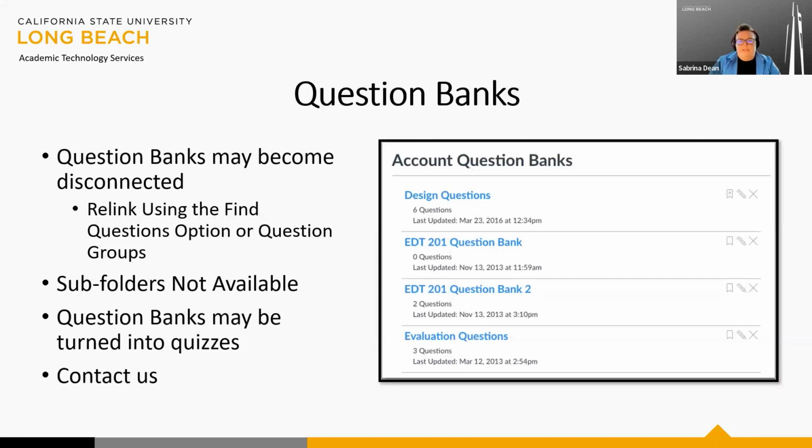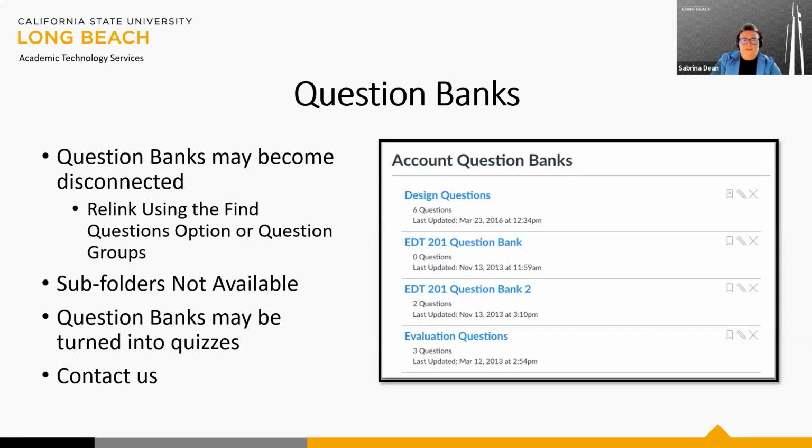And then for question banks, there are several nuances we've noticed with these. Question banks may become disconnected from the quiz in the course. If you notice those connections are missing, you'll need to relink those. There are two ways you can do this, by either creating question groups in your quiz and linking it to a question bank, or by finding the questions in a question bank and adding them as needed to your quiz. So we'll put both resources in the chat for your reference. Angel will post those. One is how to find questions in a question bank, and then how to create a quiz with question group linked to the question bank.